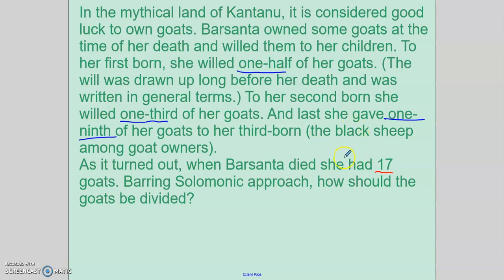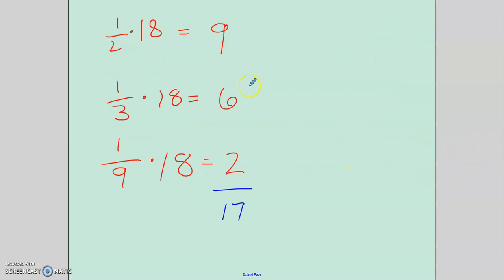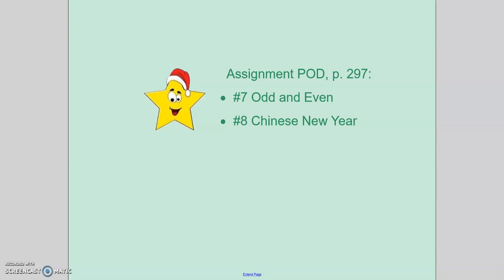So it turns out by rounding up to 18, we found a way to give away the 17 goats in a way that matches the will, because the will wasn't drawn up very well. It didn't say what to do with some of the goats. In fact, if you add up all those fractions, you actually get 17/18. Yeah, I think that's all I wanted to say about that one.